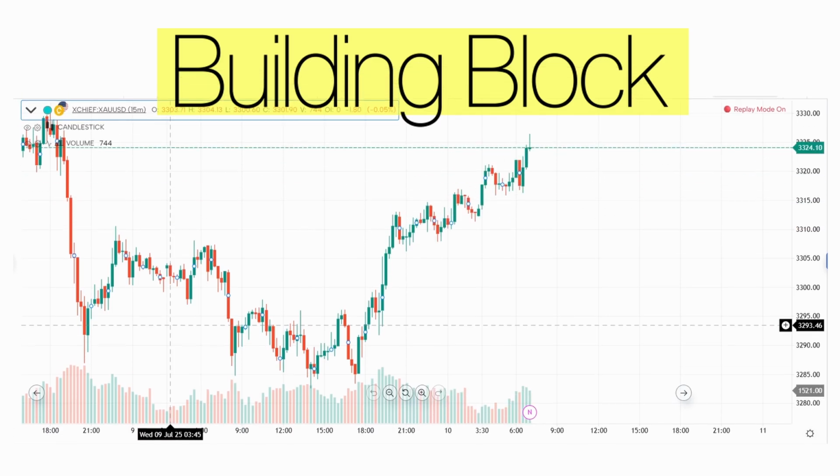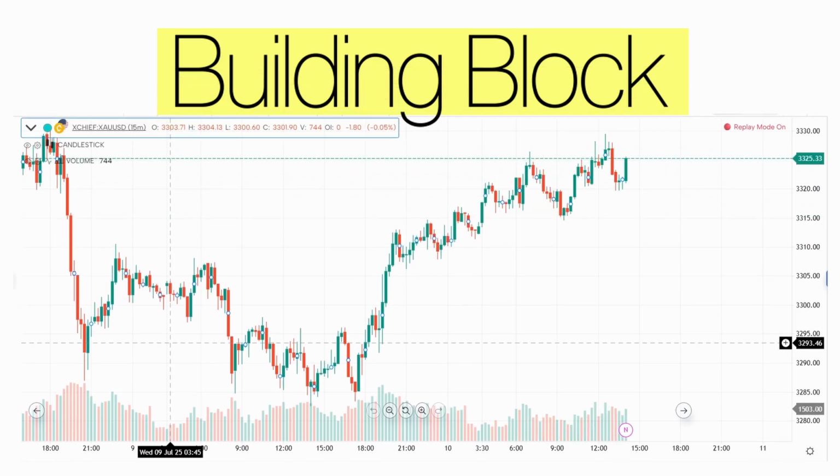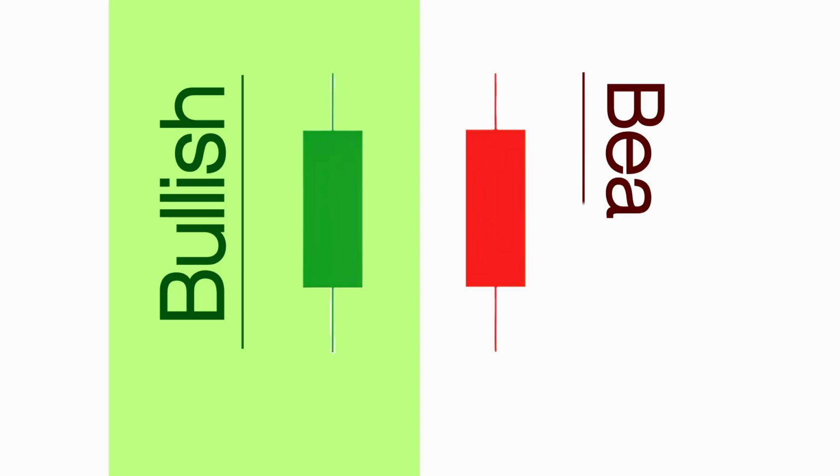Whenever you look at the chart of any currency pair, you will see two types of candle. A green candle, which indicates bullish momentum, meaning the price is going up, and a red candle, which indicates bearish momentum, meaning the price is going down. Now let's simply understand the anatomy of a candlestick.